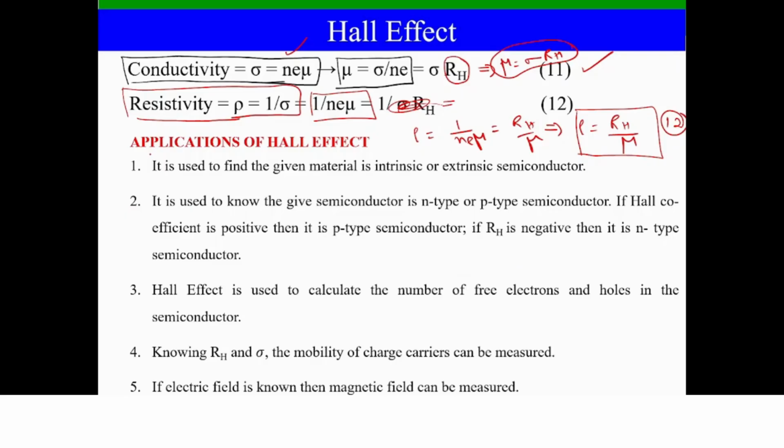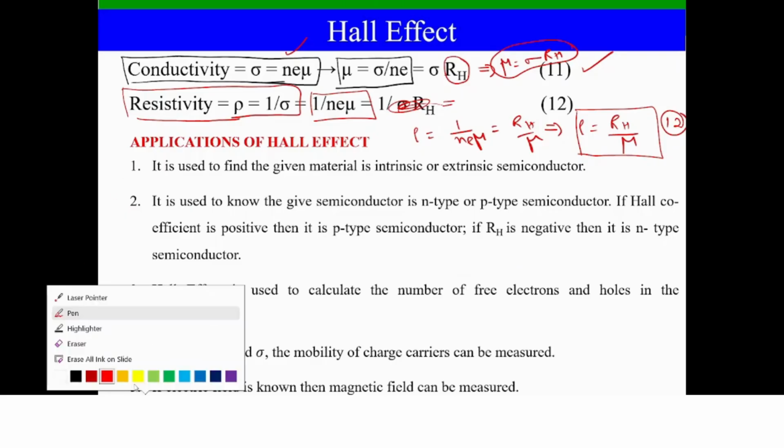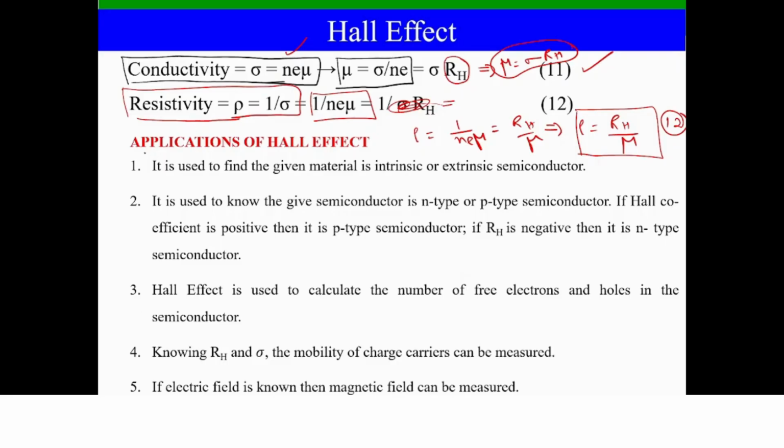Now we can discuss another topic, the applications of the Hall effect. Using this Hall effect experiment, we can have some applications. What are those applications? We can discuss in detail. The very first application is that the Hall effect experiment is used to know whether the given semiconductor is intrinsic or extrinsic. This is the first point. The second point is that the Hall effect experiment is used to know whether the given semiconductor is n-type or p-type. How can you find n-type or p-type? Simply by identifying the Hall coefficient value.